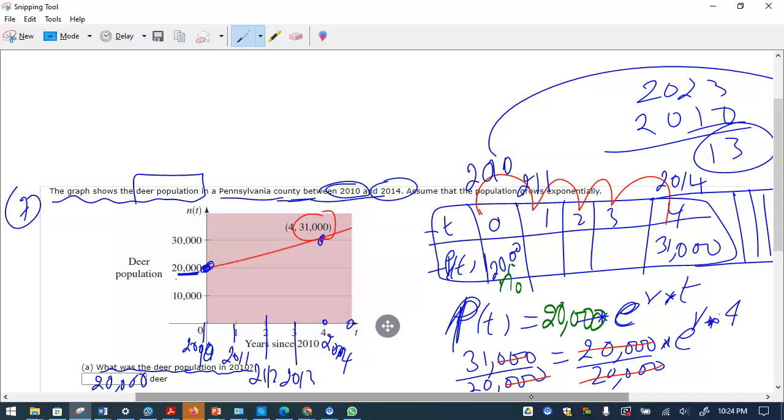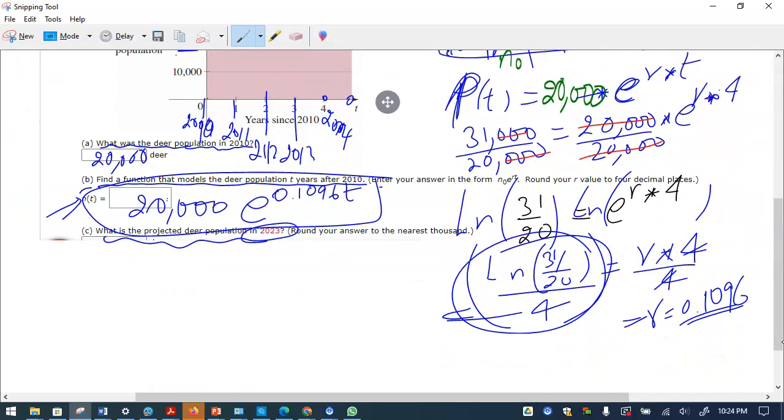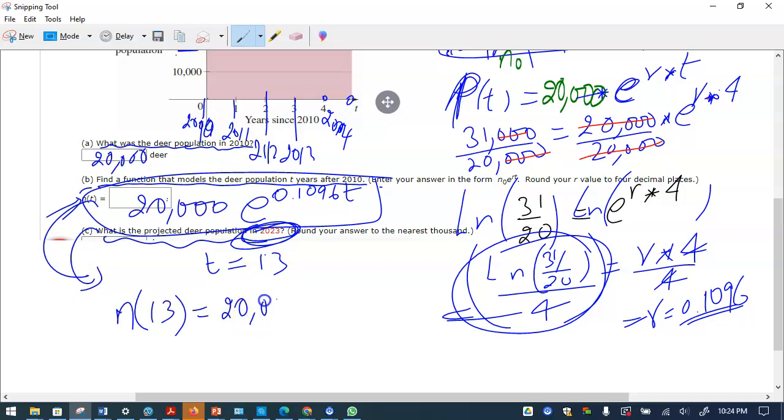So in the formula, you go down. For this answer, the C answer, T becomes 13. So the population in 2023 will be 20,000, which was the population in the beginning, then e raised to 0.1096 multiplied by 13, and you get the answer. The answer they want is to the nearest two decimal places.